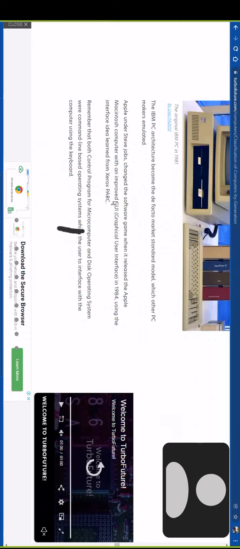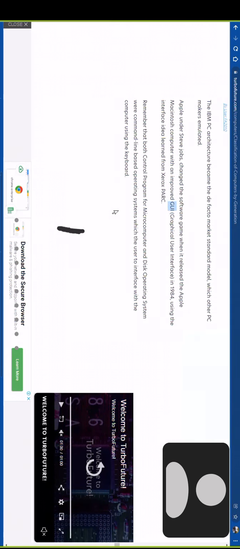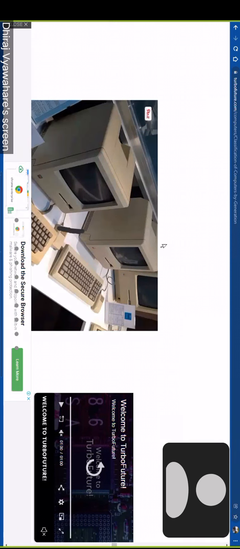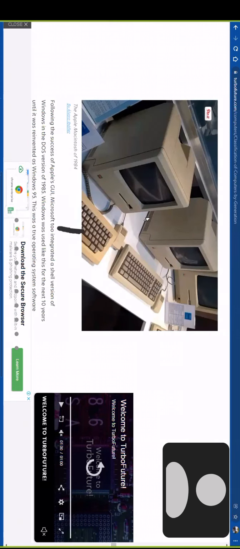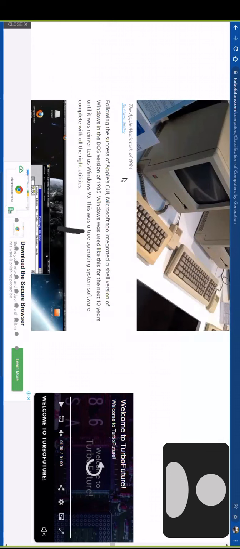Graphical user interface was one of the features of this computer. Microcomputer and disk operating system came into existence. So these are the different computers of that era that you are observing in front of you. This is the graphical user interface.